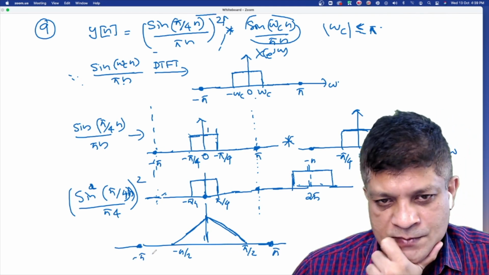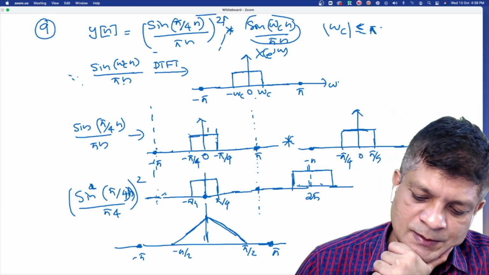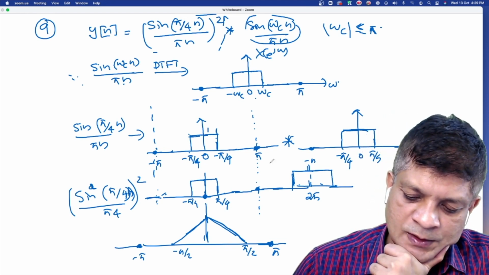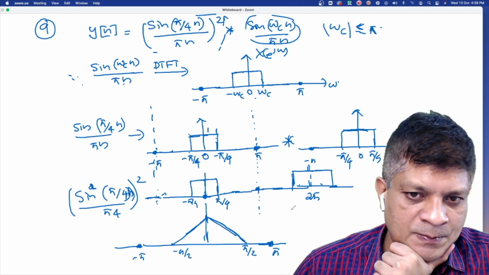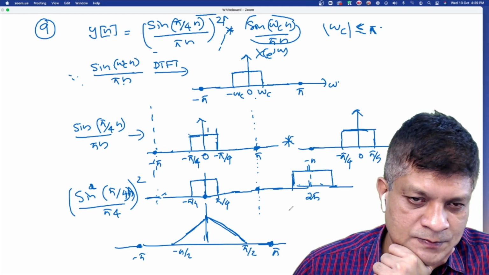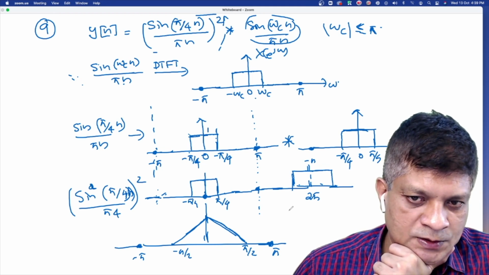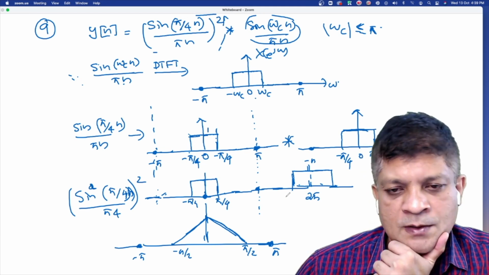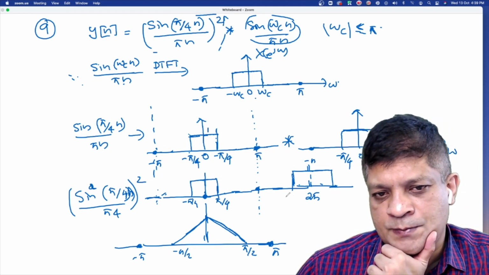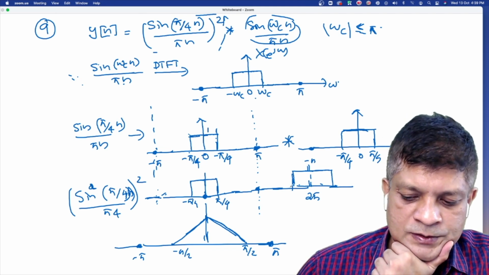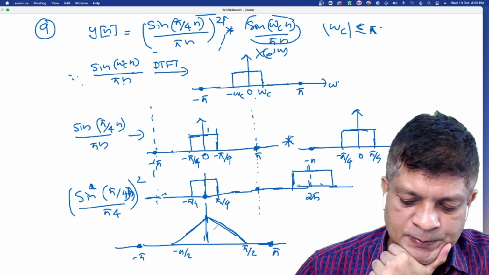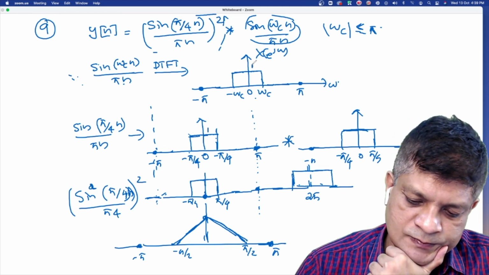Can some other part of this get overlapped with this when we shift it? In this case, no, it won't happen. But you have to be careful while doing the periodic convolution. Sometimes it can happen, depending on the spectrum. Now, tell me the value at this point.